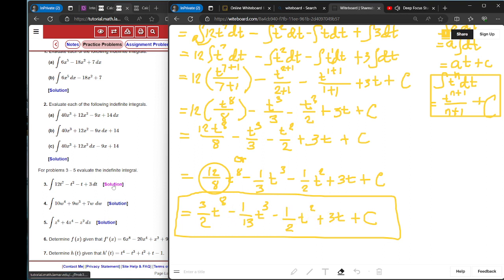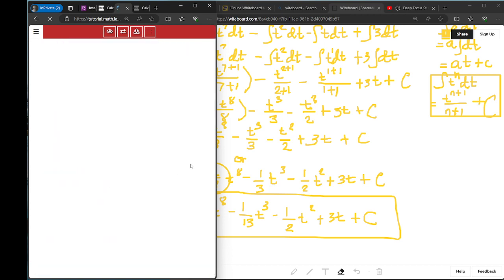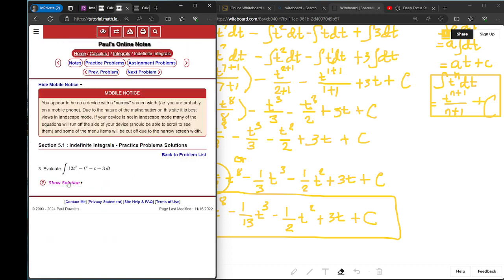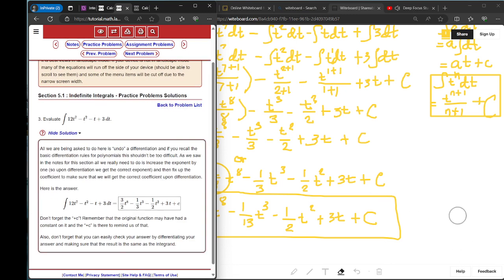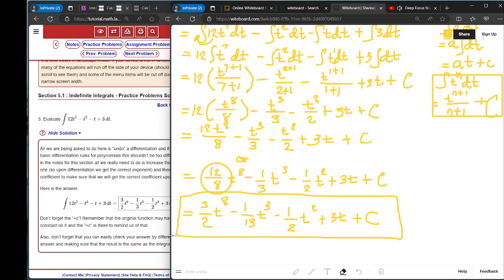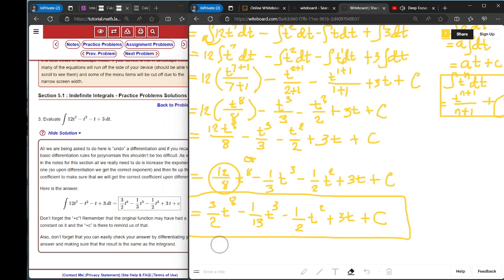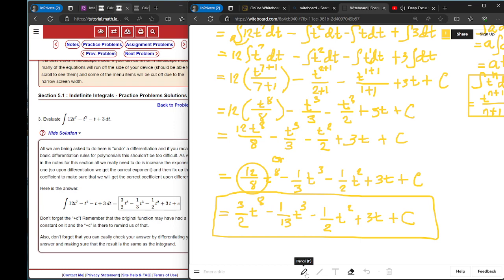So let's check Paul's answer. If we have the same answer, please make it correct. Okay. So we have here 3 over 2 times t to the 8 minus 1 over 3. Alright, apologies. I wrote 3 here, but my answer here is 3, so that should be 1 over 3. T cubed minus 1/2 t squared plus 3t plus c.